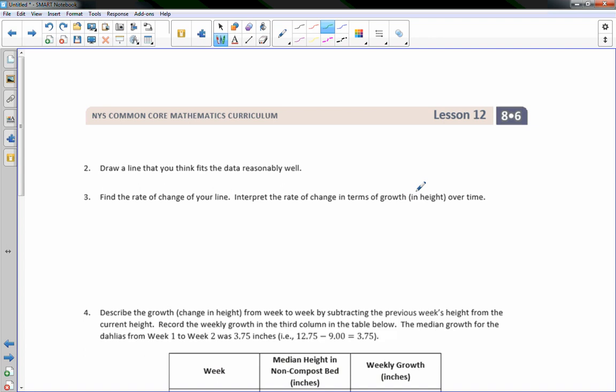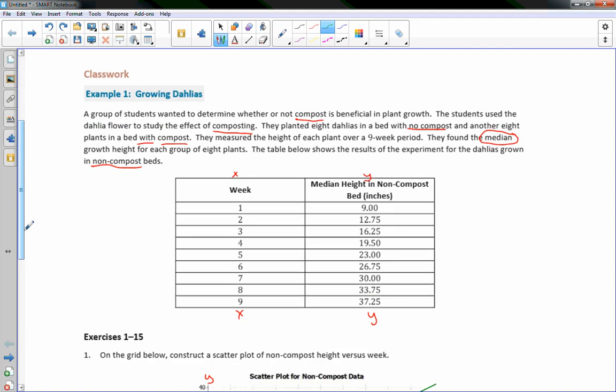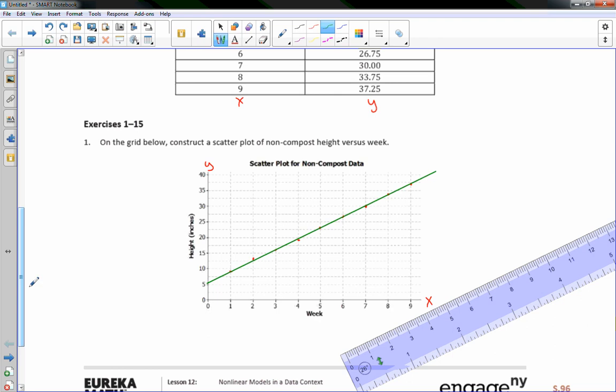Number 3 says find the rate of change for your line. Interpret rate of change in terms of growth and height over time. So rate of change is a change in y over change in x. We call the slope of our line the rate of change. What I like to do is choose values that are right on the number line. So here is a point that appears to be right on the line, and here's another one here that appears to be right on the line.